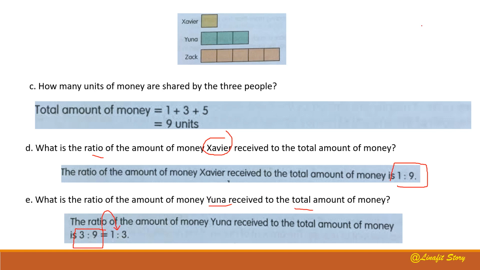So be careful, 3 out of 9. You may find the common factor between 3 and 9 equals 3. So you have to divide 3 by 3 equals 1, 9 divided by 3 equals 3. So don't forget to simplify it.